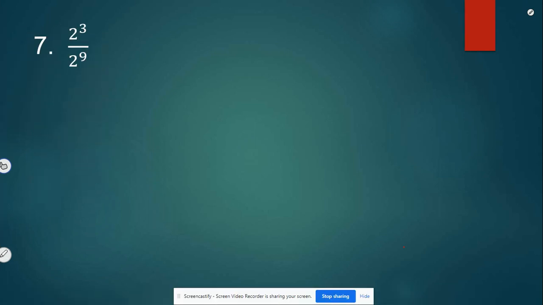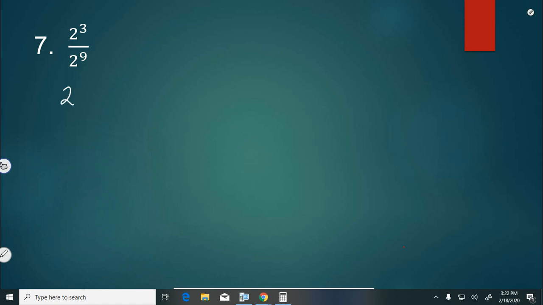Number 7, another division one. We could think of this as 2 to the 3rd minus 9. So that's 2 to the negative 6th, or 1 over 2 to the 6th. And again, that makes sense because there are 6 more 2's in the denominator compared to the numerator.